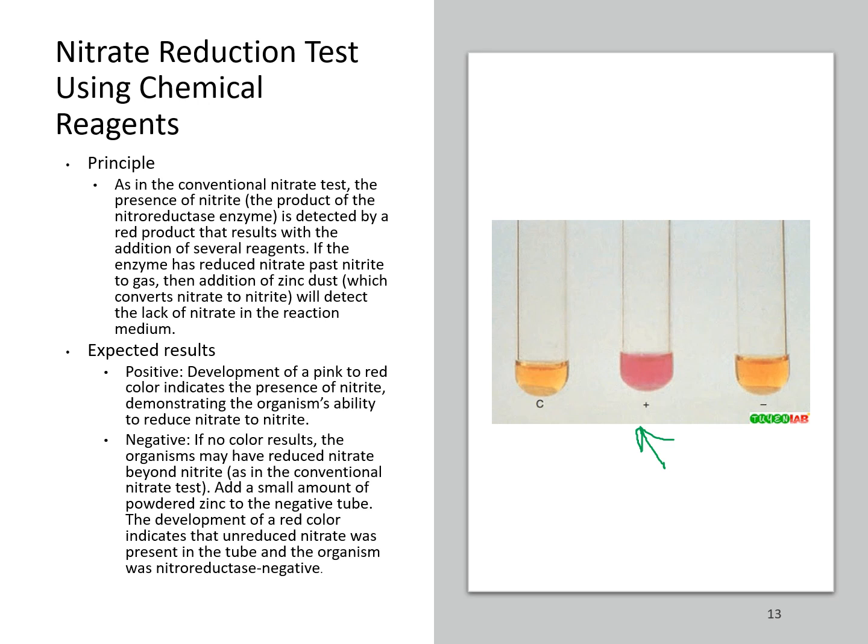The organism may have reduced nitrate beyond nitrite, and so what you would do is add a small amount of the powdered zinc to the negative tube, and you're looking for the development of a red color, which indicates that there's unreduced nitrate that was present in the tube, and the organism would be nitrate reductase negative. And you can see a negative reaction here. This would be your control tube.